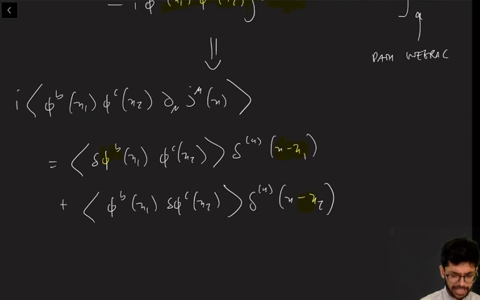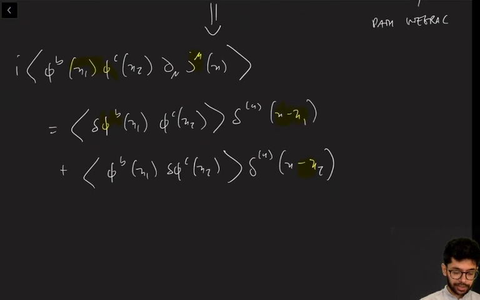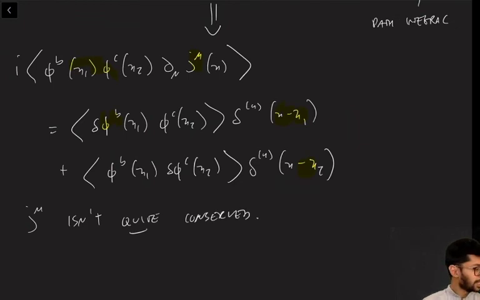Okay, now what does this mean? The point is that d_mu j^mu is not actually 0, okay? Because we just computed a correlation function of d_mu j^mu with other stuff present, and we got a non-zero answer. So the real way to think about this is that j^mu isn't quite conserved. It's conserved up to these delta function terms where other operators are inserted into your path integral. Okay?